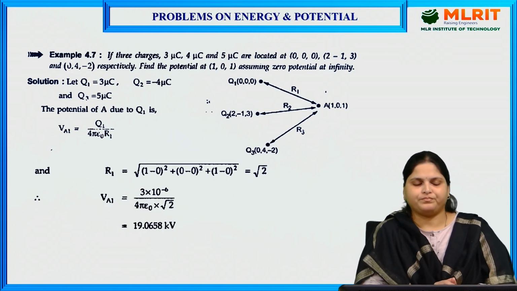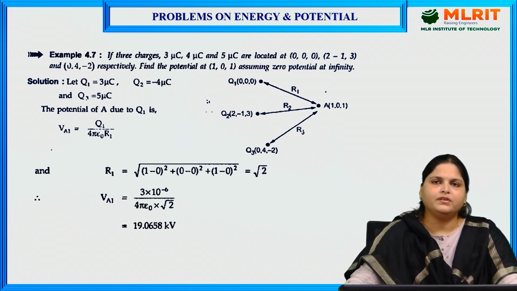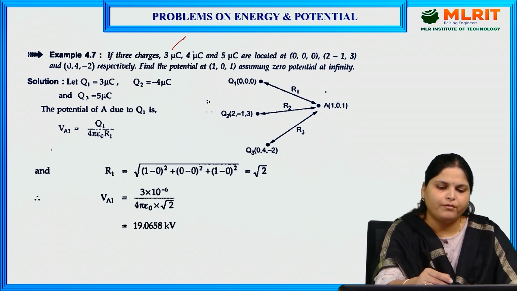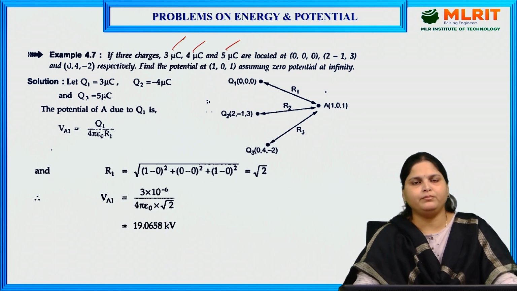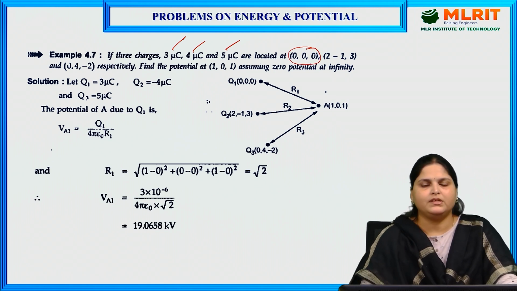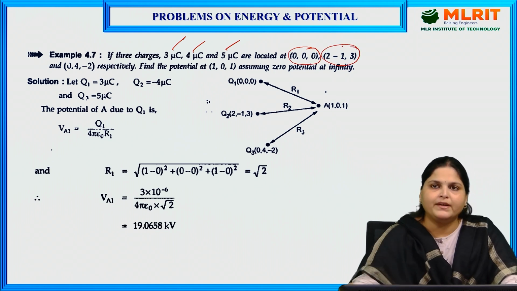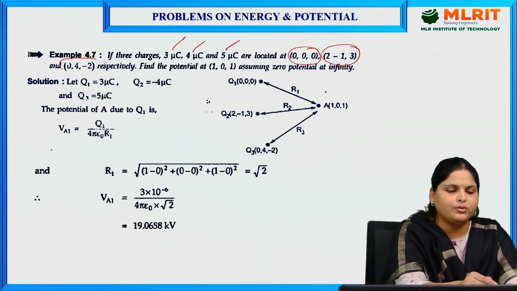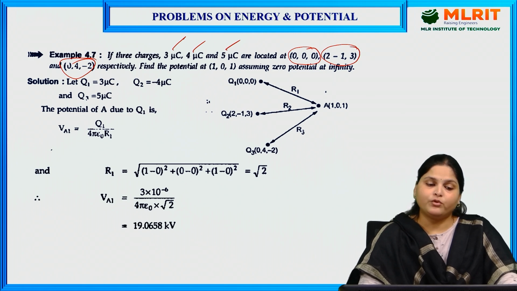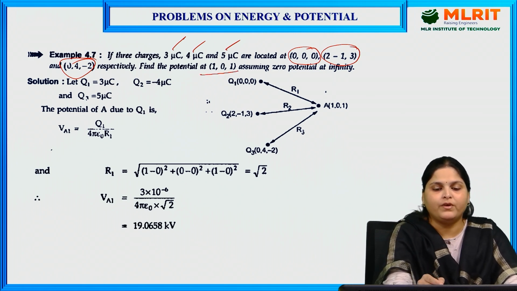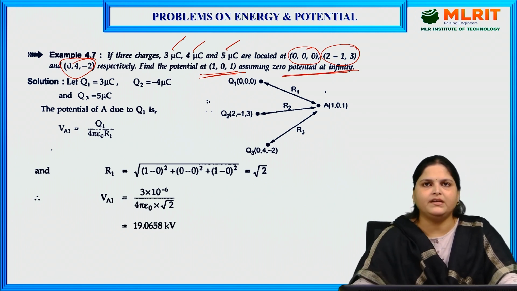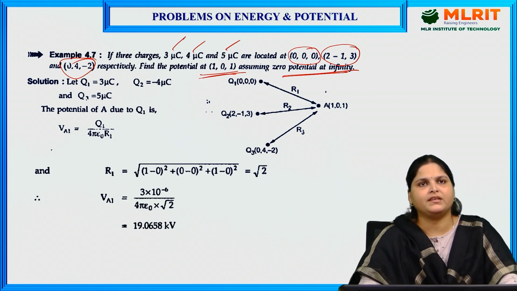Another question. Now we have three charges: 3 microcoulomb, 4 microcoulomb and 5 microcoulomb. They are located at: the first charge at the origin, the second charge at (2, minus 1, 3), and the third charge at (0, 4, minus 2). We have to find the potential at the point (1, 0, 1). And we are assuming that the potential at infinity is zero.